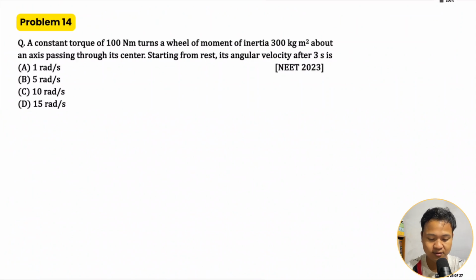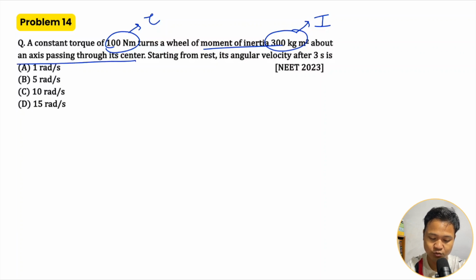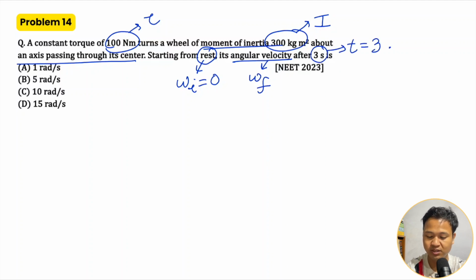Next, again, a constant torque is applied, and the moment of inertia is given, about an axis passing through its center. Starting from rest, omega initial is 0. The angular velocity omega final after 3 seconds is needed, so t equals 3.